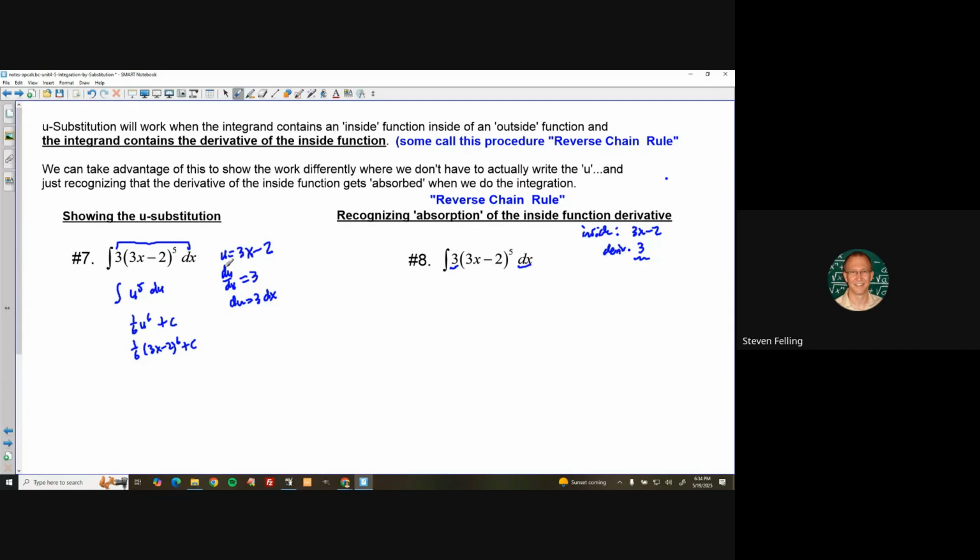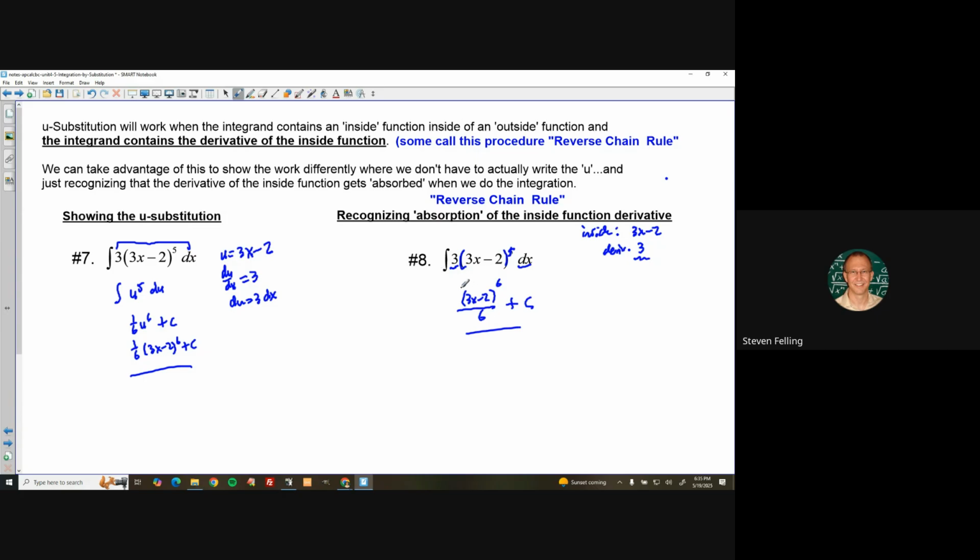And so without writing the u explicitly, you can just say, okay, let's switch to just thinking about the outer function. So what is the antiderivative of the outer function? It is that to the 6th over 6, and this 3x minus 2 stays in there. And the derivative of the inside, the chain rule part, got absorbed, and then we just tack on the c. The same thing we got over here, but with less writing. So if you can see that right away, you're welcome to do that.